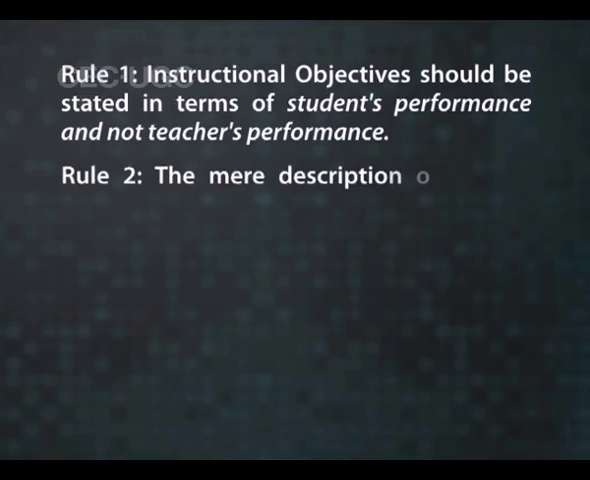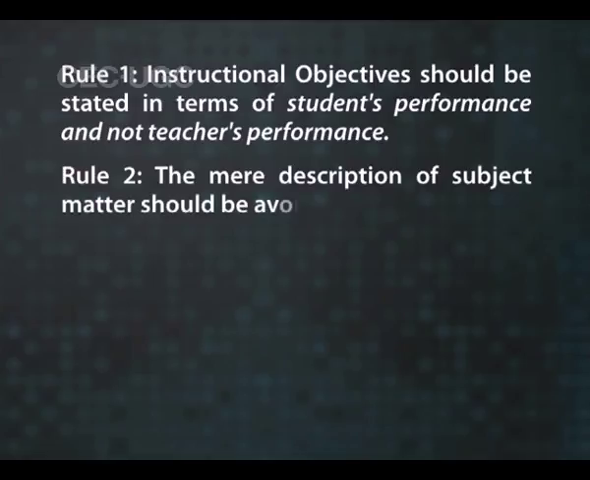The objective should specify what the student will be able to do at the end of the lesson and not what the teacher had intended to do. Rule 2. The mere description of subject matter should be avoided. An objective should specify both the kind of behavior expected and the subject or context to which that behavior applies.